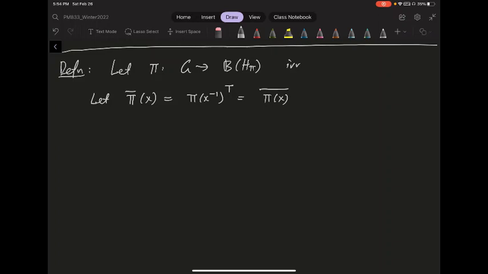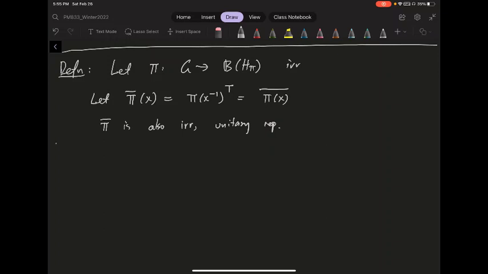This is going to be a representation again, because if you think about pi x as a d pi by d pi matrix, you're just taking the conjugate, so that's clearly a finite dimensional representation. And this one is certainly also irreducible, so pi bar is also an irreducible unitary representation. That's quite clear. Most of the time pi bar is not going to be unitarily equivalent to pi; they may be totally different representations.